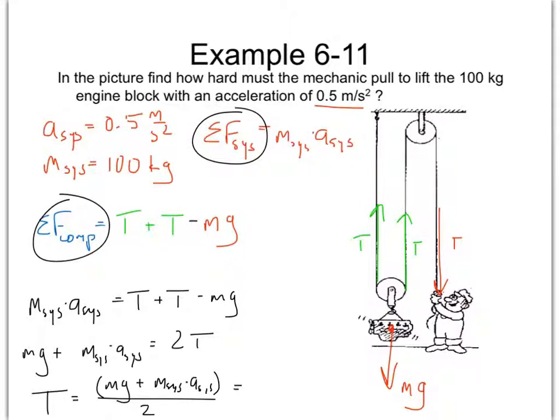We know the mass of the system. We know the acceleration of the system. We know what gravity is right here. Divide that all by 2. You'll be able to solve for what the tension is that he needs to apply.